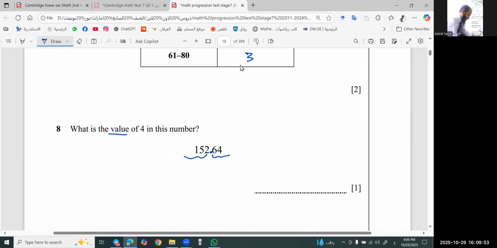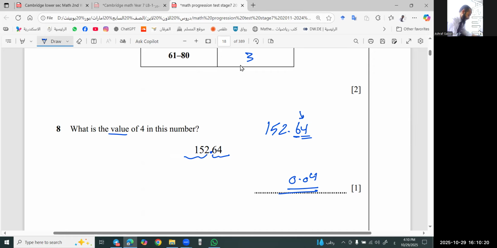Wait, what? I'm so confused. Again, we have 152.64. This 4 is in the hundredths place, and 6 is in the tenths place. So it is not 400 or 100, we write 0.04. Why? Number in the decimal place, in the decimal part. Okay, this 4 is in the decimal part.